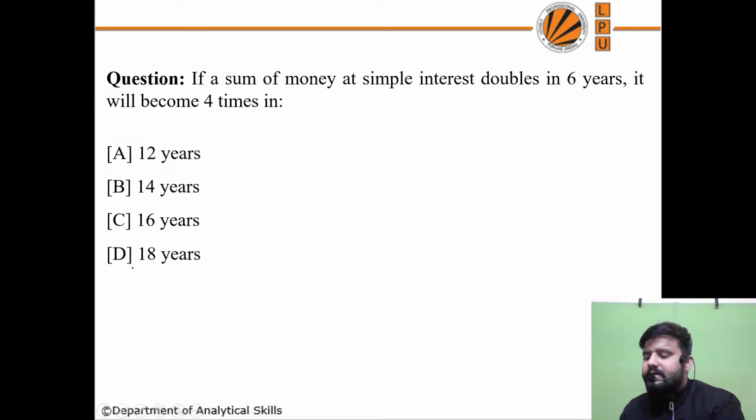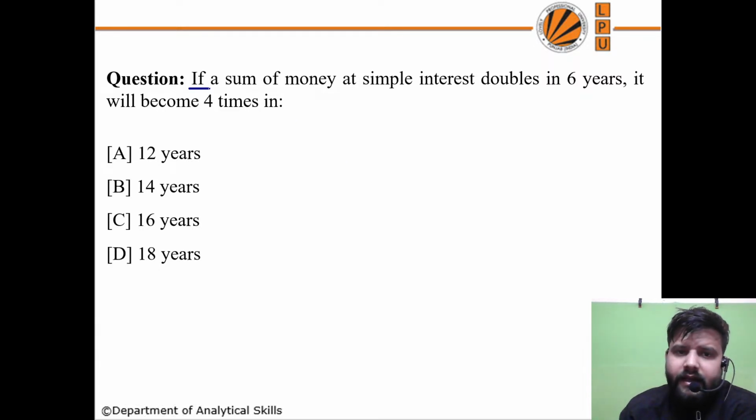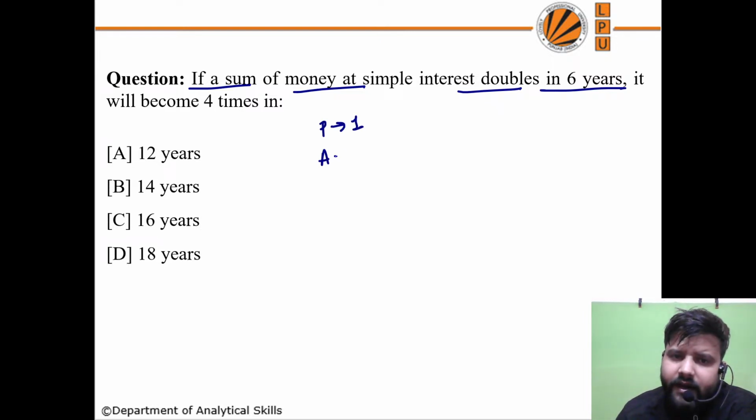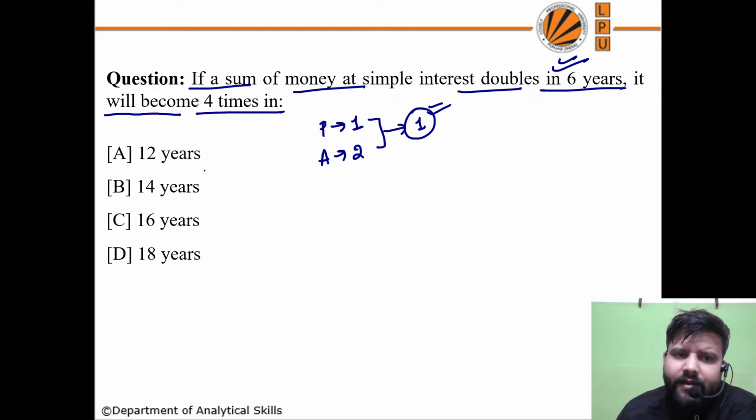Okay, many of you are answering 12. Okay, let's see the question. If a sum of money doubles in 6 years in simple interest, it means that if you invested principal 1 rupee, the amount you are getting is 2 rupees. So the interest you got is how much? 1 rupee only. So 1 rupee you are getting in 6 years. So they are asking in how much time it will become 4 times.